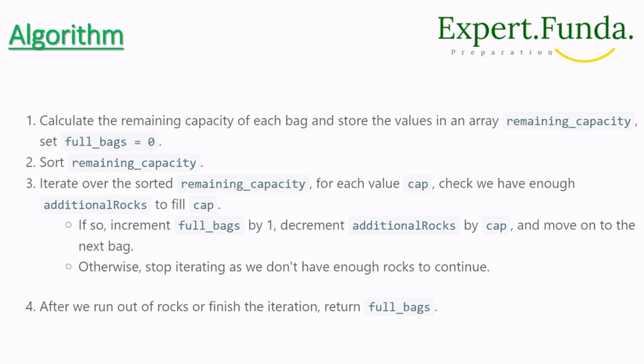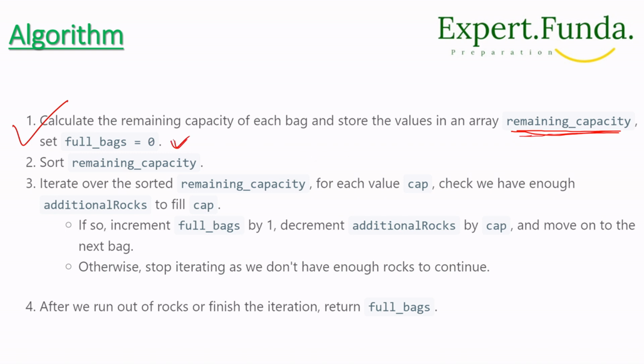But before that we have to find out the remaining capacity, right? And then we'll check the capacity. If the capacity is enough, then we will move, otherwise we will do minus, right? So let's see here. First we will calculate the remaining capacity of each bag, and we'll store the values in an array, that is the remaining capacity array. And at the start we'll take full bags as 0. We'll take two things, remaining capacity, to calculate the remaining capacity of each bag, right? And we'll store the values in an array. What is the array? Remaining capacity, as we have seen how we calculated the remaining capacity.